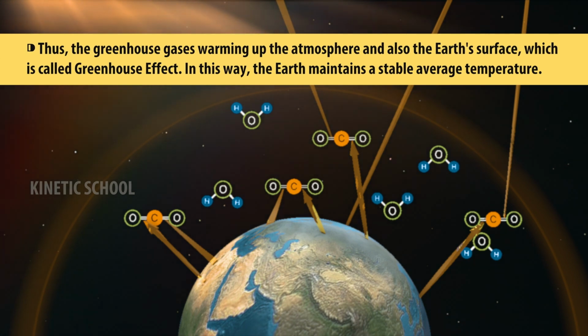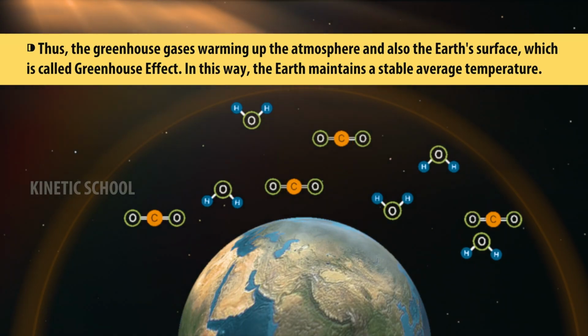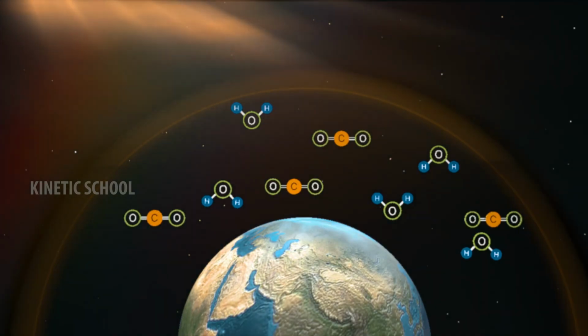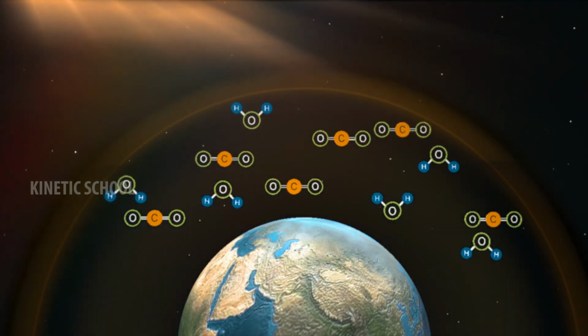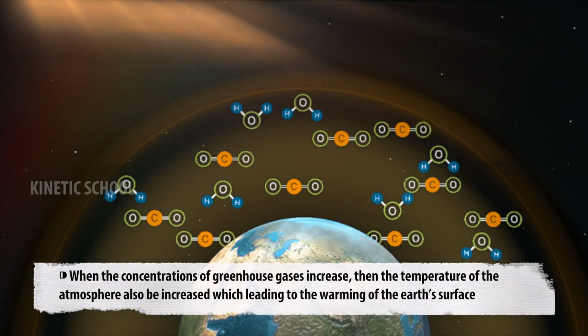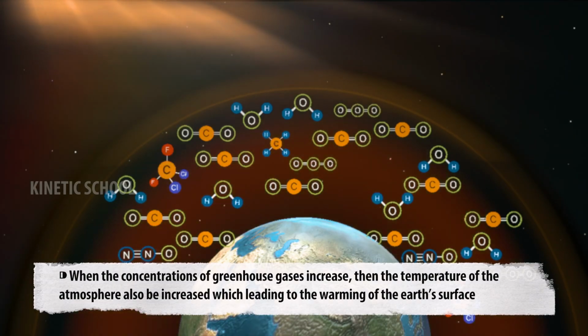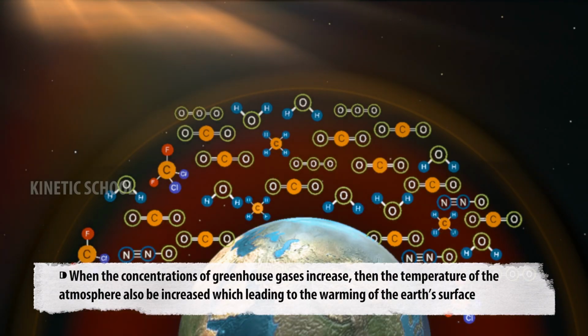Thus, the greenhouse gases warm up the atmosphere and also the Earth's surface, which is called the greenhouse effect. In this way, the Earth maintains a stable average temperature. When the concentrations of greenhouse gases increase, the temperature of the atmosphere also increases, leading to the warming of the Earth's surface.